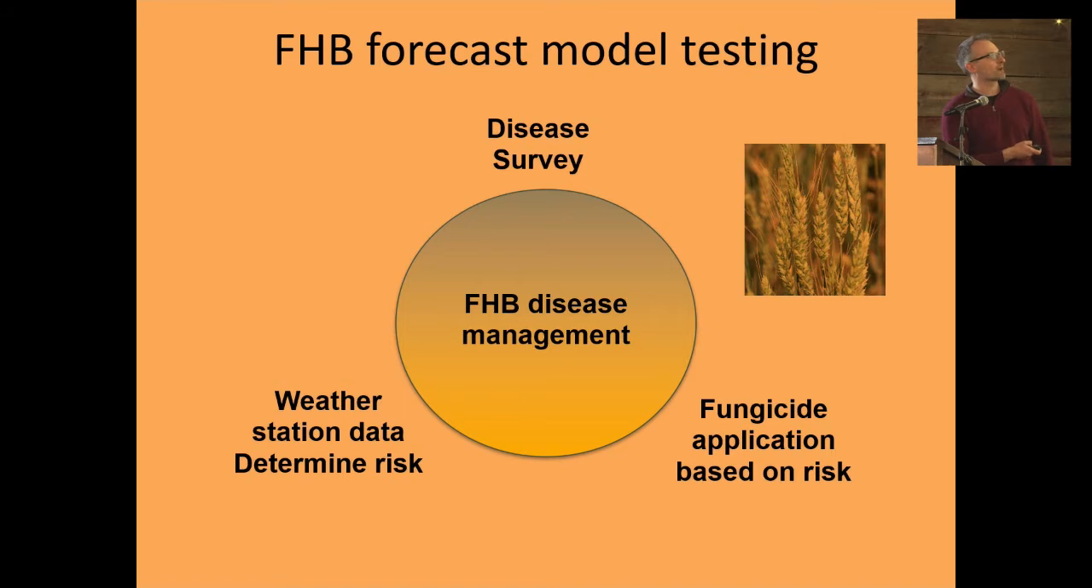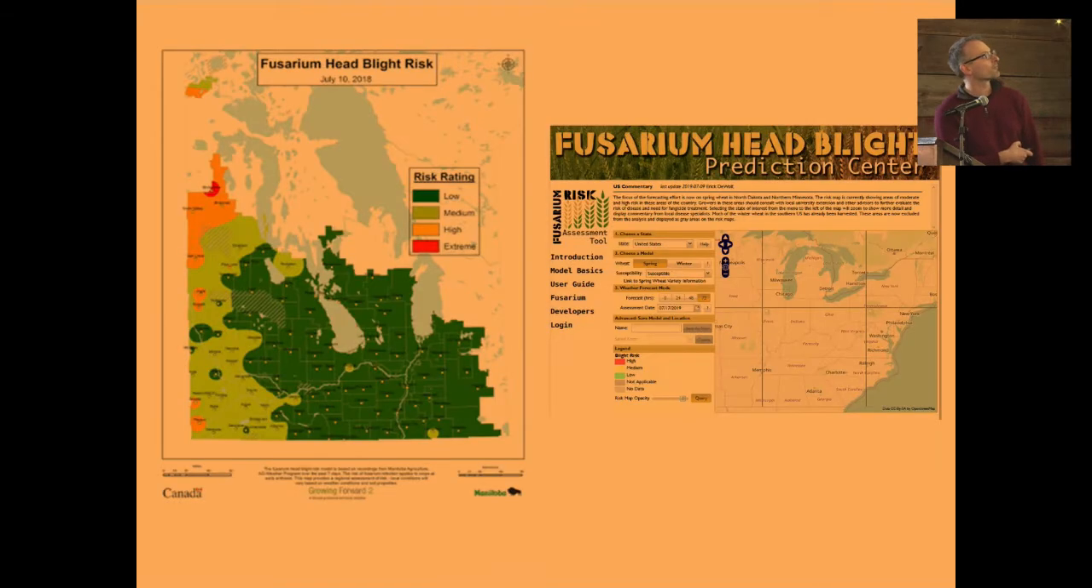But when we're looking at Fusarium head blight forecasting models, we're taking the data from the disease surveys, we're taking weather data from Environment Canada weather stations and skimming whatever we can off of other weather stations online. And we're also running tests where we're applying fungicides based on the risk predictions of those models to see how accurate they are. The final goal, what we're trying to do, is produce something that looks like this.